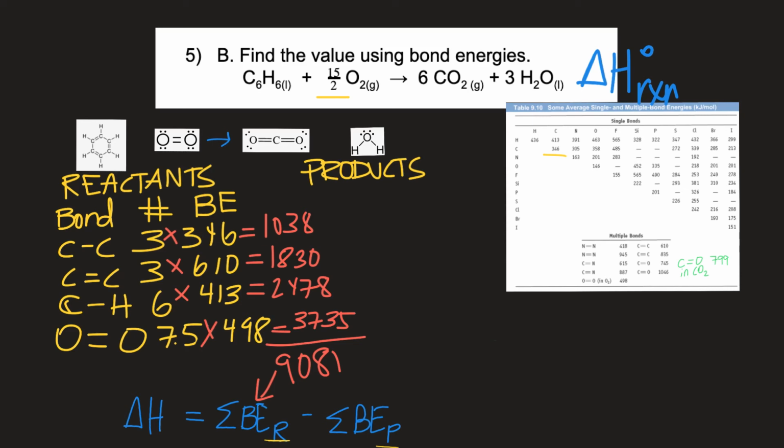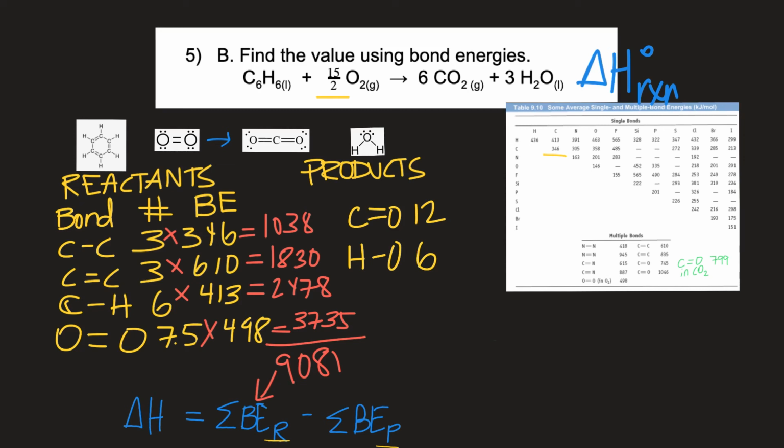Now what I have to do is a similar chart, but for the products. So my types of bonds on the product side are C to O double bond and H to O single bond. Now, my C to O double bond, I have 2 just within one Lewis structure or one molecule, and I have 6 of those molecules. So here we're actually going to multiply our bond energy by 12. And for the water, a similar situation, we have 2 per molecule, and then we have 3 moles of the molecule. So we're going to multiply by 6.